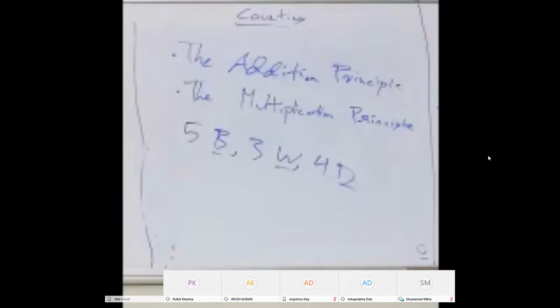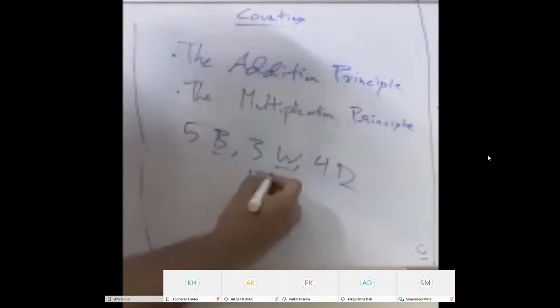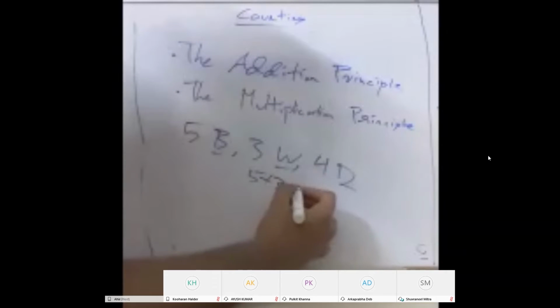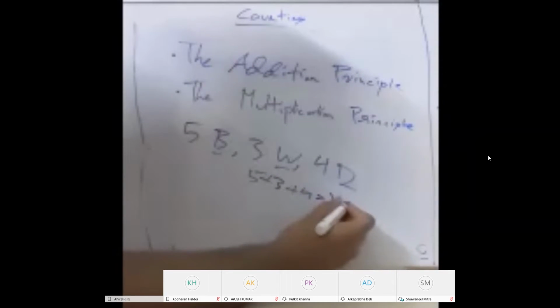No, we are just selecting one item. Only one. Sorry, 12. 12, right? See, 5 plus 3 plus 4, because we are selecting one item from out of 5 burgers, 3 wraps, and 4 drinks. Only one from these 12. So obviously you can do it in 12 ways. So the answer in this case is 5 plus 3 plus 4, 12.